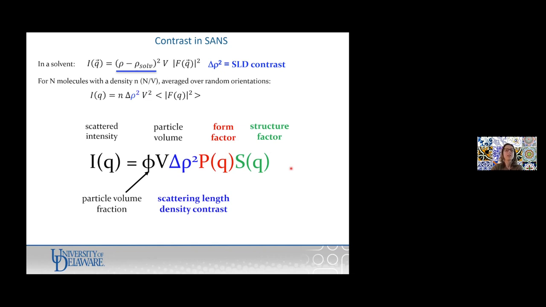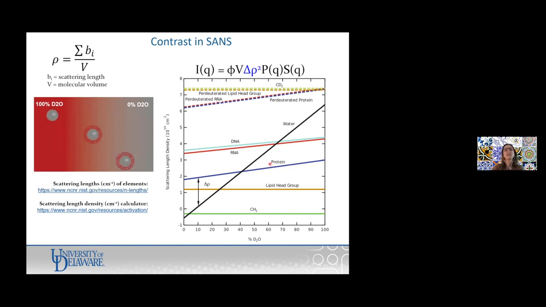So let's look at the contrast just a little bit more in detail for a second. The contrast, as I told you, is the difference between the scattering length density of your molecule and the medium that it's in. So your black line that you see here, the vertical axis is the scattering length density, and on the bottom you have the percentage of D2O. This black line is basically the scattering length density of water as it goes from H2O to pure D2O, so it'll increase. And for example, if you look at this dark blue line here, you have the signal for a protein. Again, as you increase the percentage of D2O in your buffer, the labile hydrogens in your molecule will start exchanging, so you expect a slight increase in the signal as well.